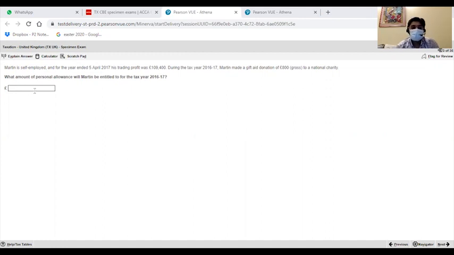Here the requirement says: what amount of personal allowance will Martin be entitled to for the tax year? I'm saying 19-20. Now I know that the personal allowance is 12,500, but it is 12,500 only until the income is not in excess of 100,000. And if we go through the scenario, it says that Martin is self-employed for the year ended 5th April 2020, which I'll be using. His trading profits were 109,400. The income is in excess of 100,000, so this means that the personal allowance will be reduced.